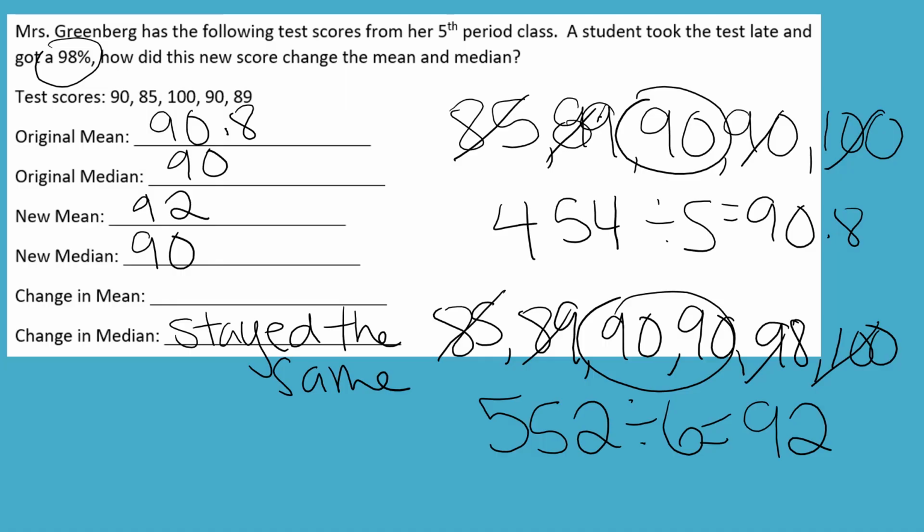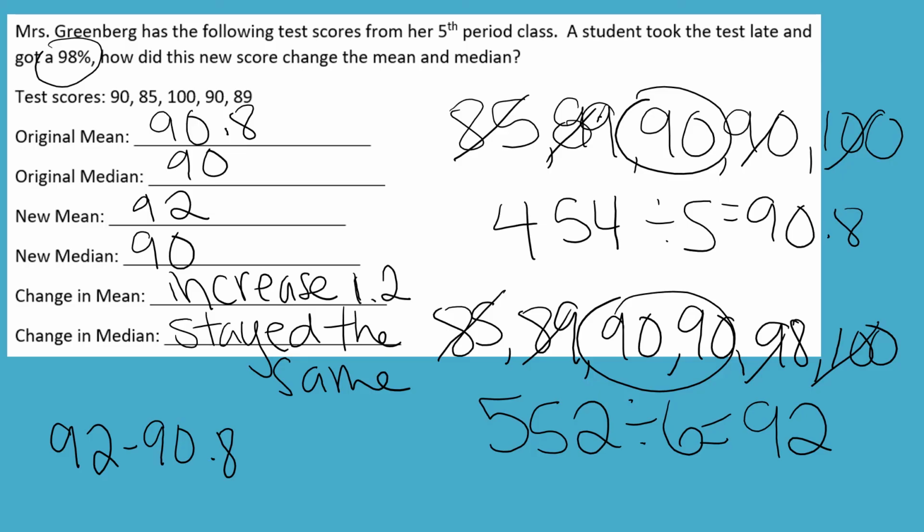Then between the means, we had 92 minus 90.8. So again, use your calculator. 92 minus 90.8, and our change was an increase by 1.2. So make sure you've got all that work on your paper.